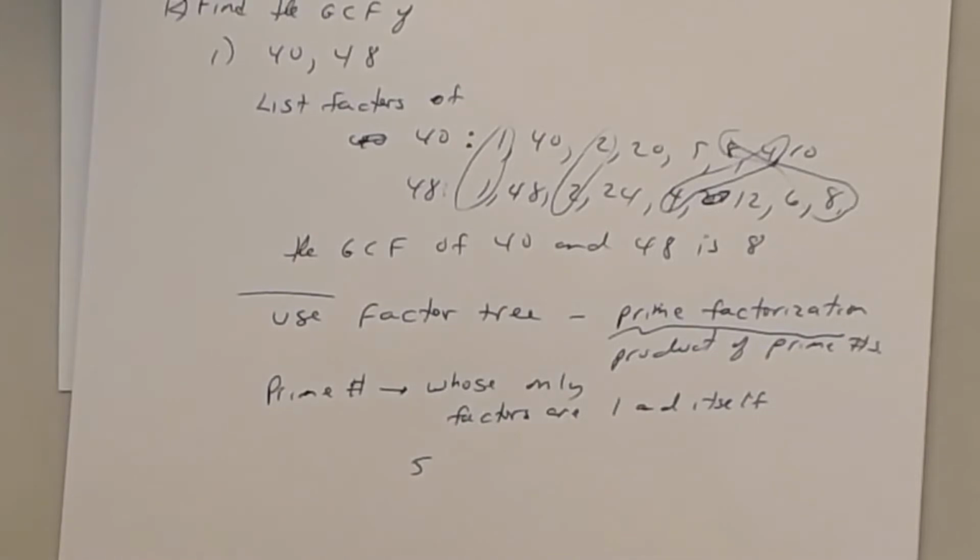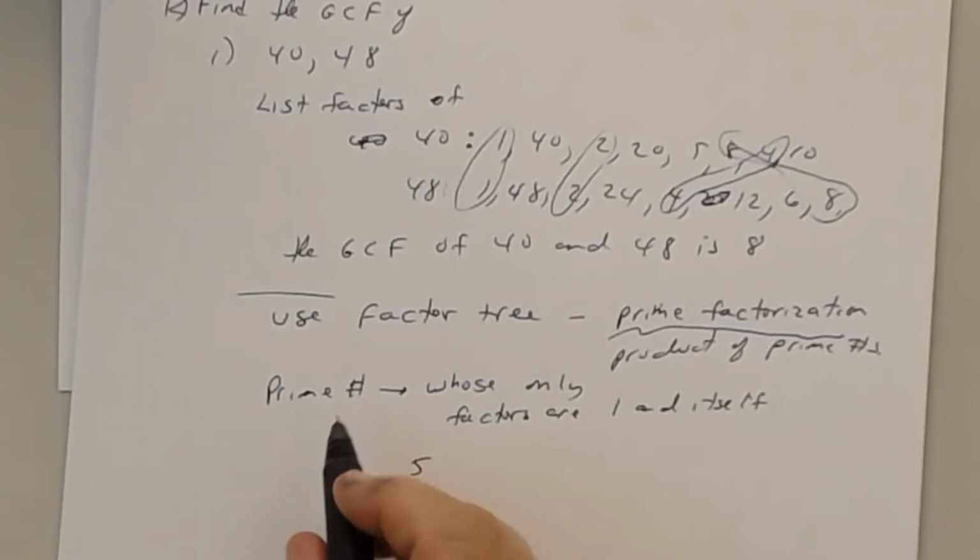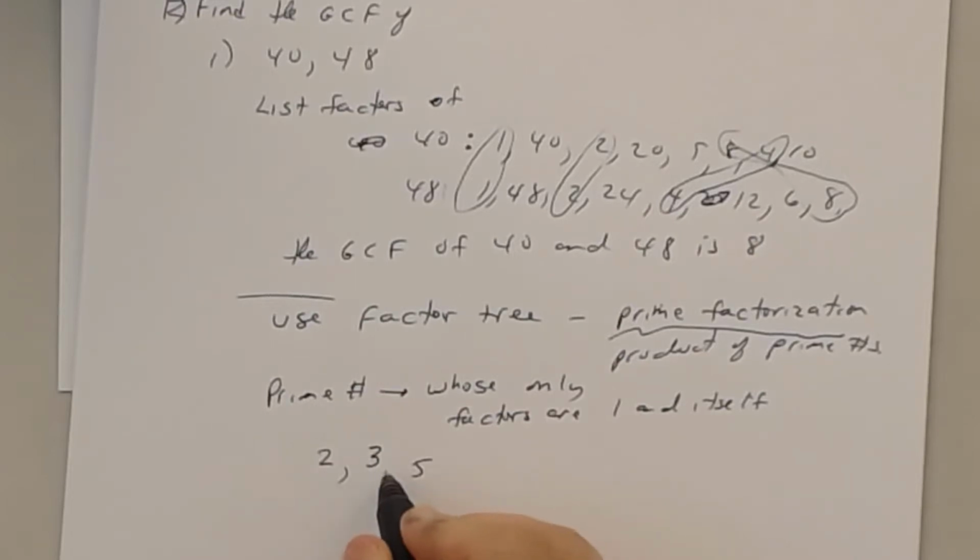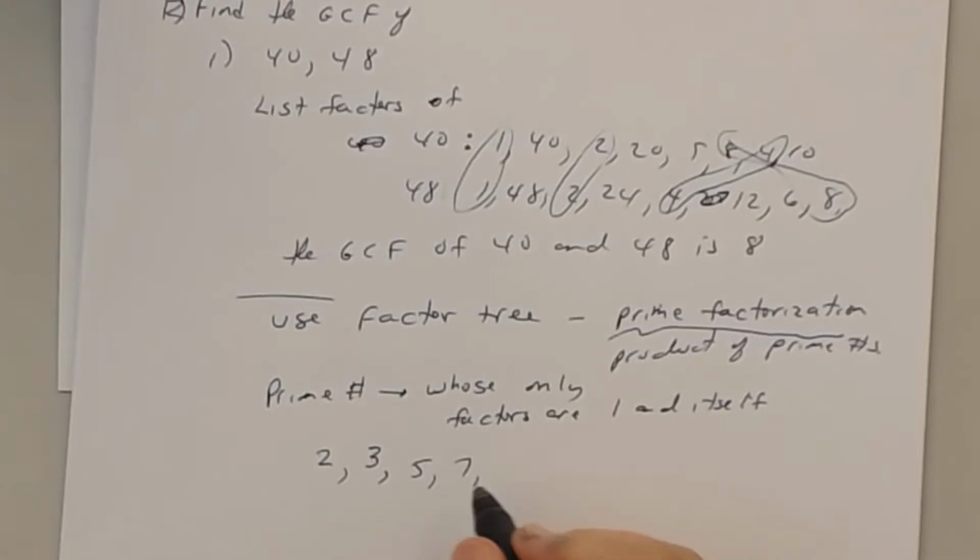5. What's the smallest prime number? 1's not a prime number. What's the smallest prime number? 2. In fact, the only even number that's prime is what? 2. What's the next prime number? 3. Then 5. What's the next one after 5? 7. Next one? You're missing one. 9's not a prime because of 3. 11. Then 13.